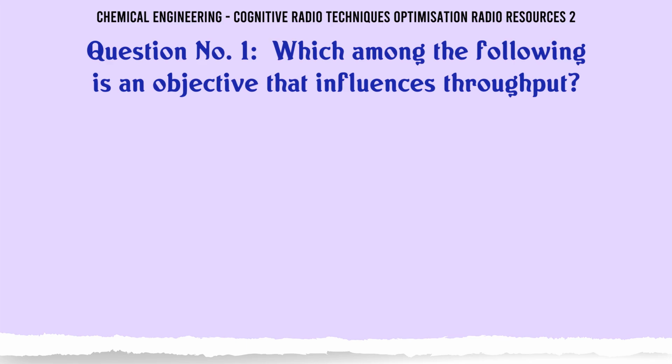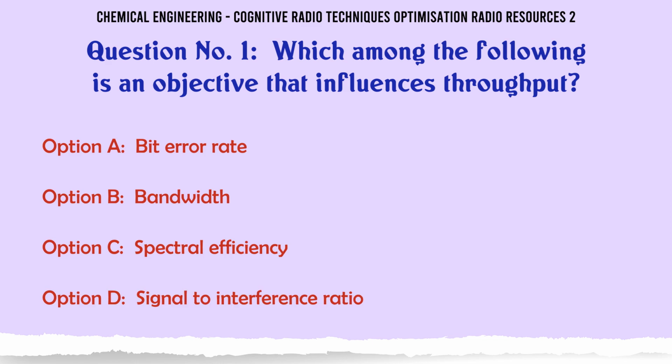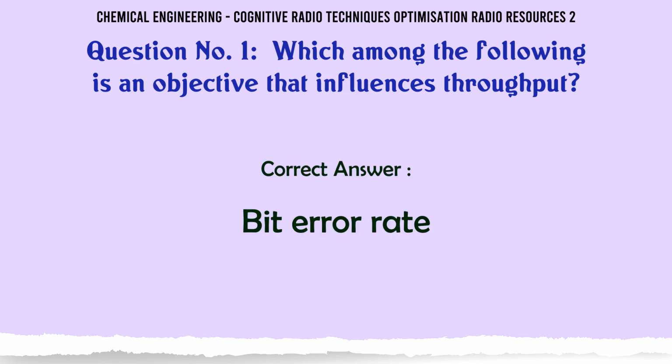Which among the following is an objective that influences throughput? A. Bit error rate. B. Bandwidth. C. Spectral efficiency. D. Signal to interference ratio. The correct answer is bit error rate.